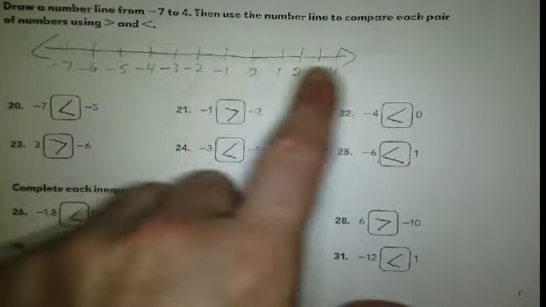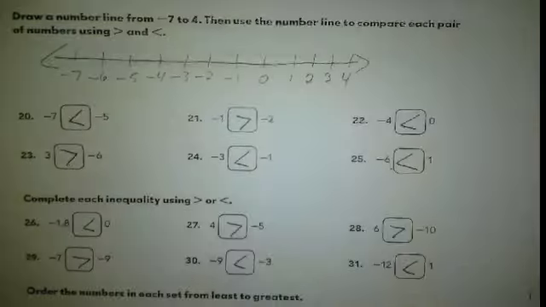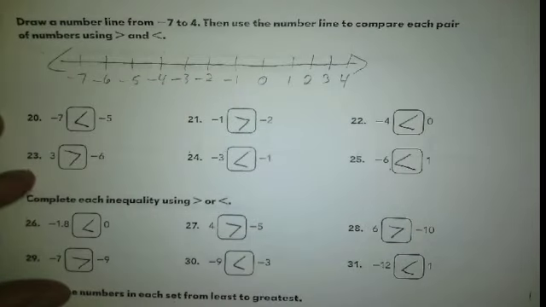So how would a number line help you? You could see if a number is further to the left, it's less than. If it's further to the right, then it's greater than that number. So that could help you if you were looking at these.